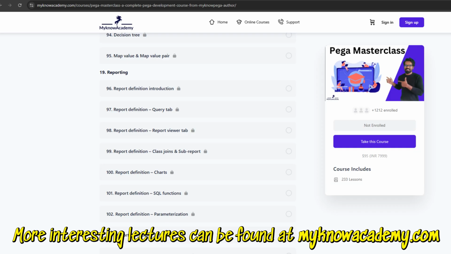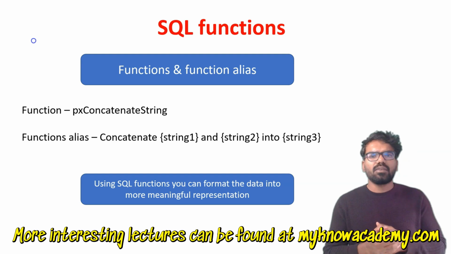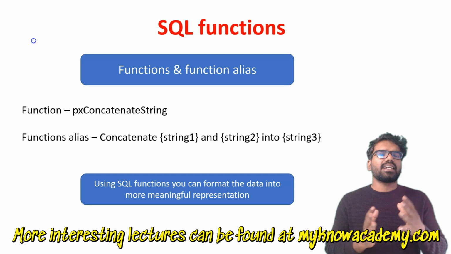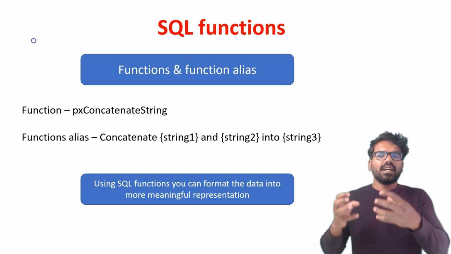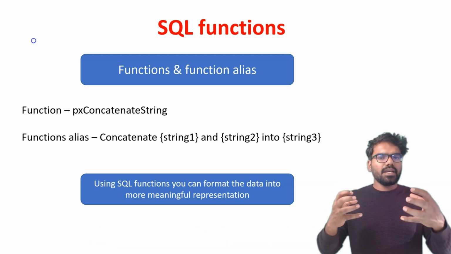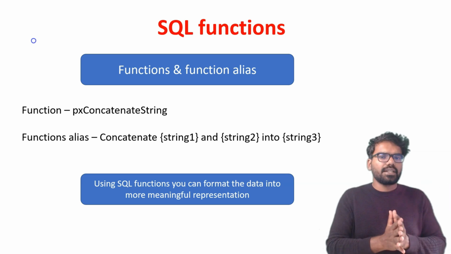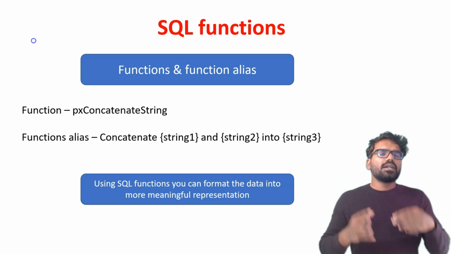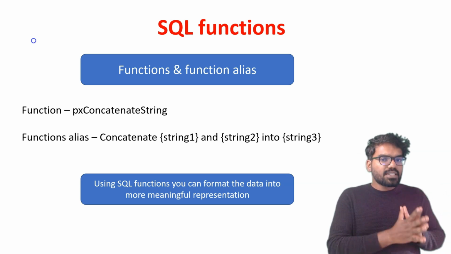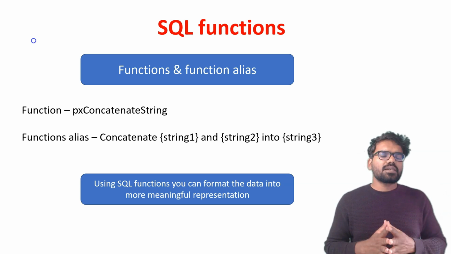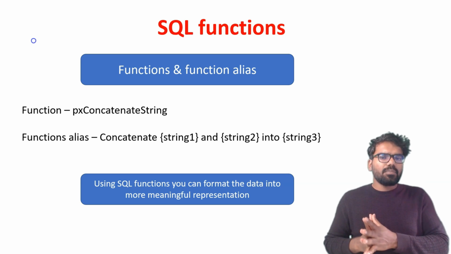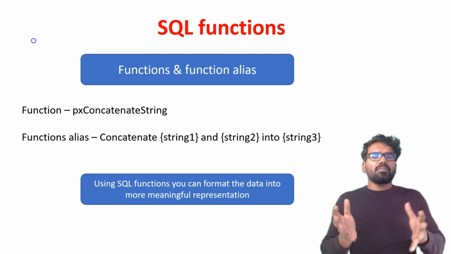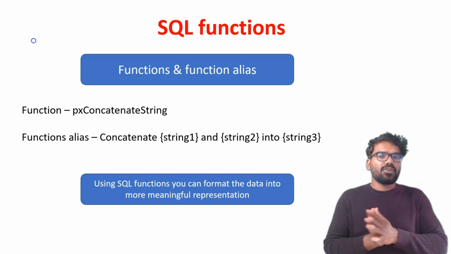A function is more like a technical representation where you can have the Java coding and you can do all your functionality. For example, the px concatenate string can concatenate string A and string B and put it into string 3, right? So the job of the function is that it will accept two inputs and give you the return output. It concatenates both the strings. And in function alias, we can provide some meaningful description saying that the function alias can be concatenate string 1 and string 2 into string 3. You can have some kind of meaningful name or description for these functions.